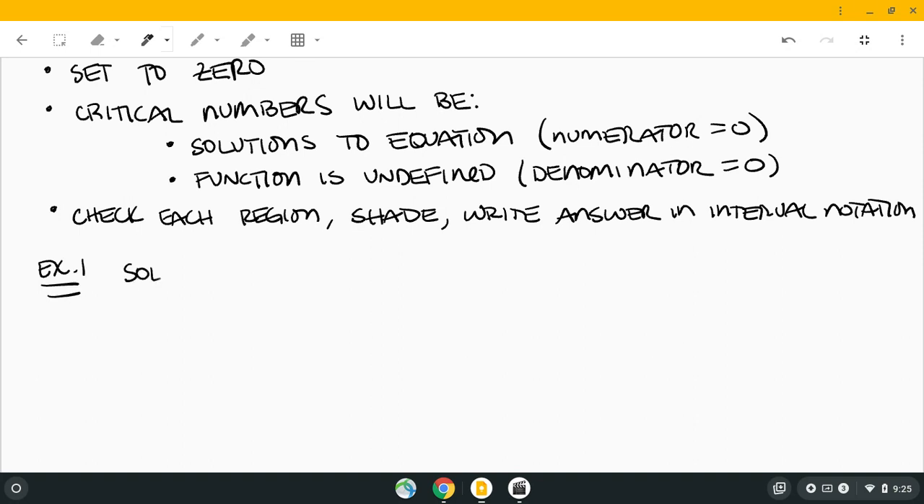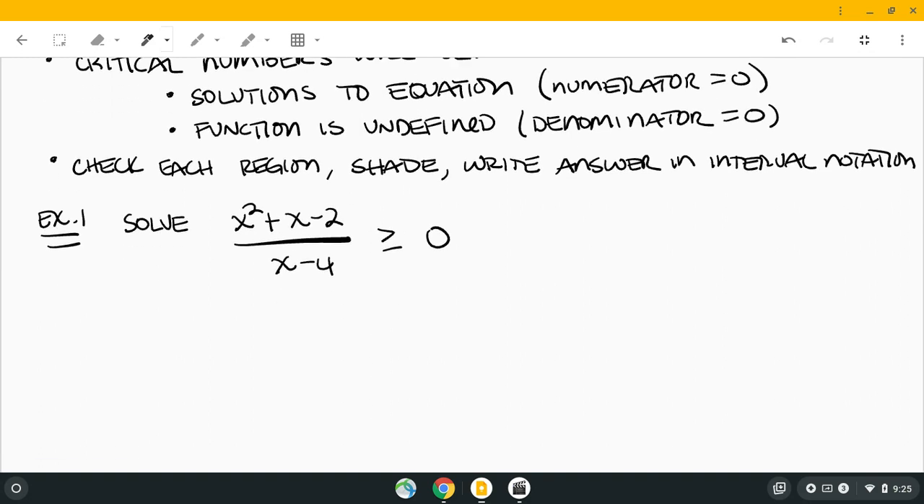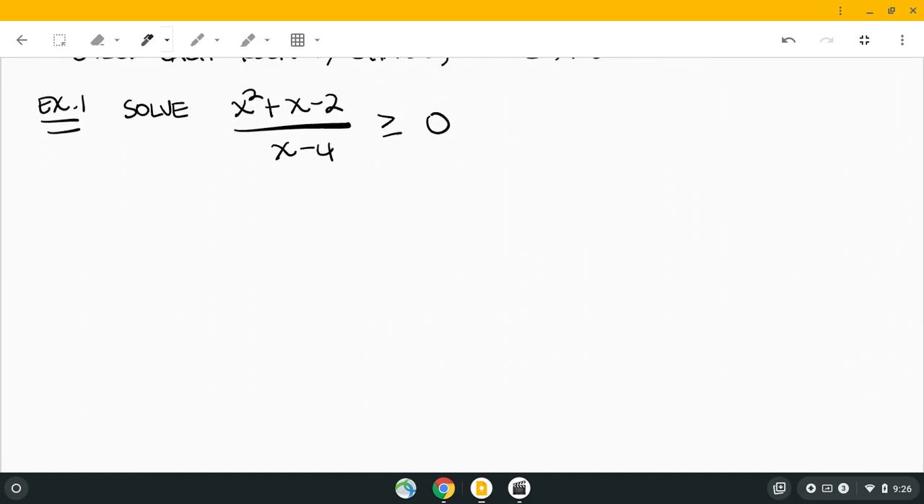Let's go ahead and solve this. x squared plus x minus 2 over x minus 4 greater than or equal to 0. If you have two fractions here, you'll have to do what you did when you learned rationals, and you'll have to add them. Okay, so you want only one fraction over here.